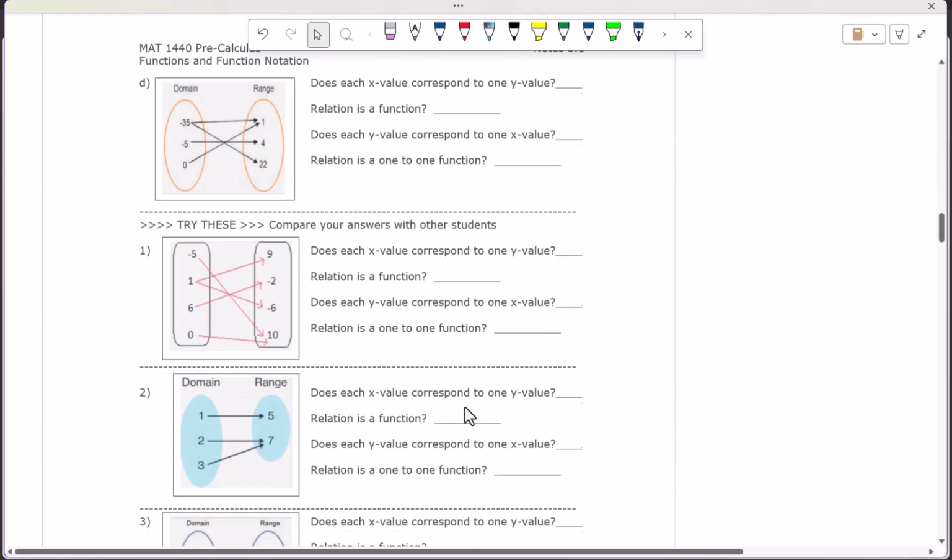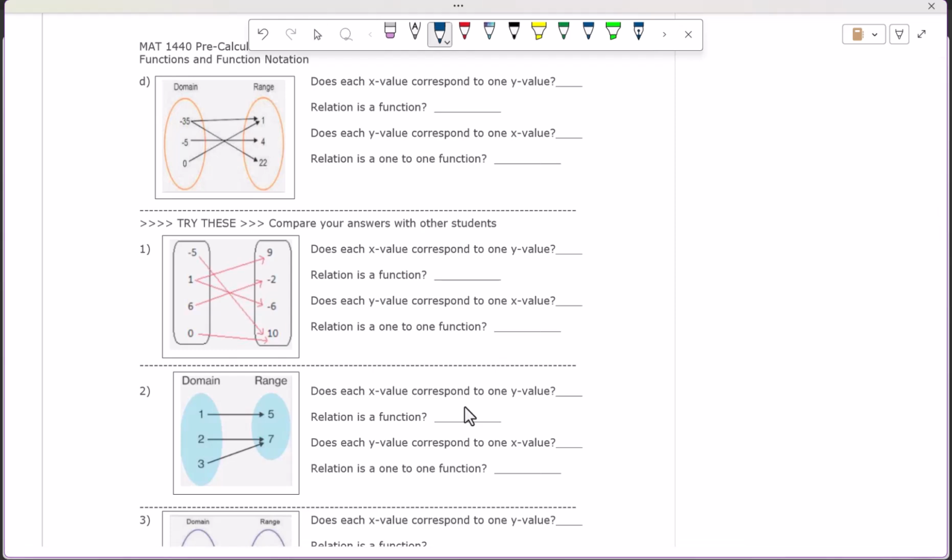Next problem, next page, same question. Does each x correspond to one y? The answer is no, because look at that 35. It maps to a 1, maps to a 22, so this is not a function. So that means this is not a one-to-one function. Okay, if you did look at the one-to-one function, you'd be asking the question, does every y have one x? And notice the 1 maps backwards to -35, and it also maps backwards to 0.